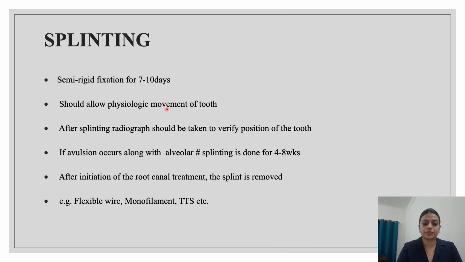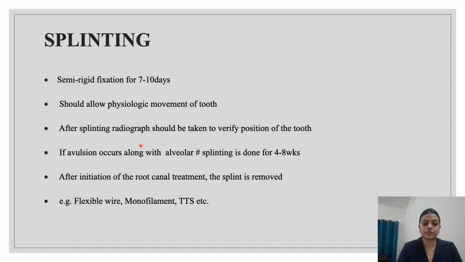For different kinds of injuries, the time is different. Like subluxation, 2 weeks of splinting is required. Then in cases of extrusion or intrusion, the time varies. So for exarticulation, that is an avulsed tooth, 1 week is enough. Then the splint should be flexible or semi-rigid to allow the physiologic movement of the teeth.